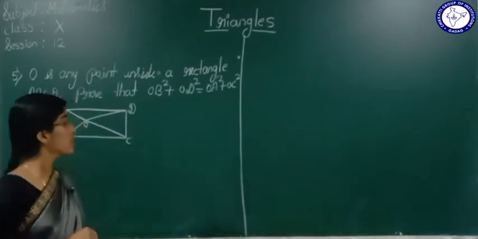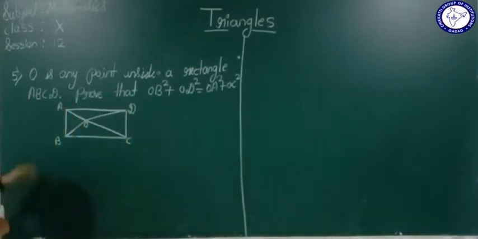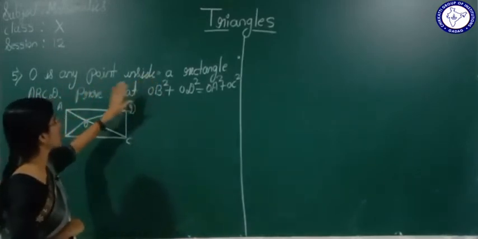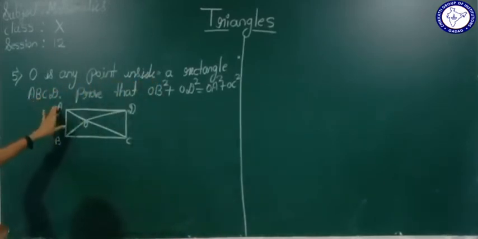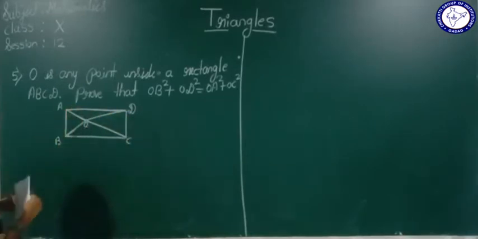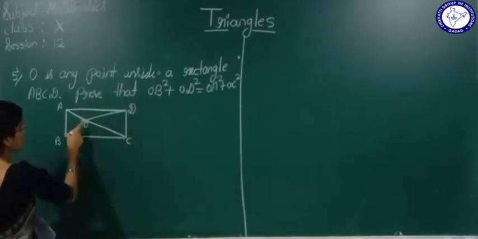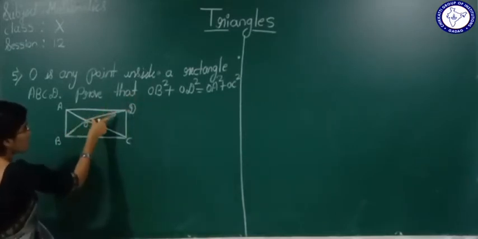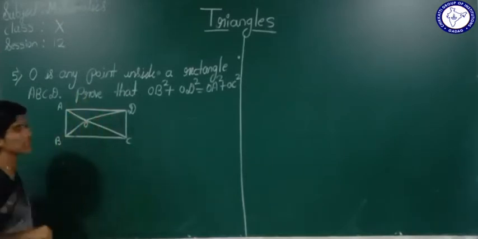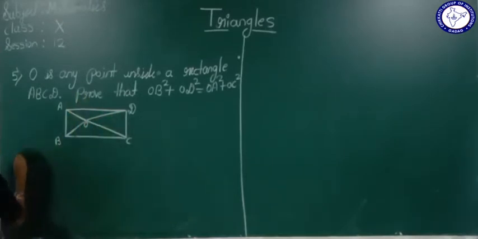See here, the fifth problem tells us that O is any point inside a rectangle ABCD. Here O is a point inside a rectangle. Prove that OB square plus OD square is equal to OA square plus OC square. Now see here, solution.